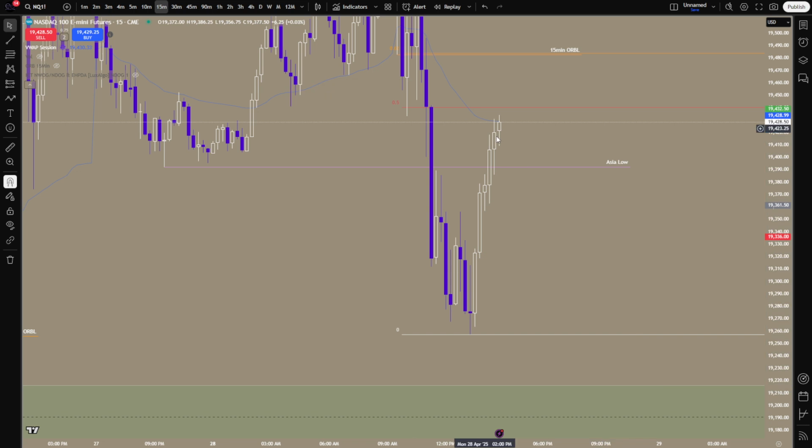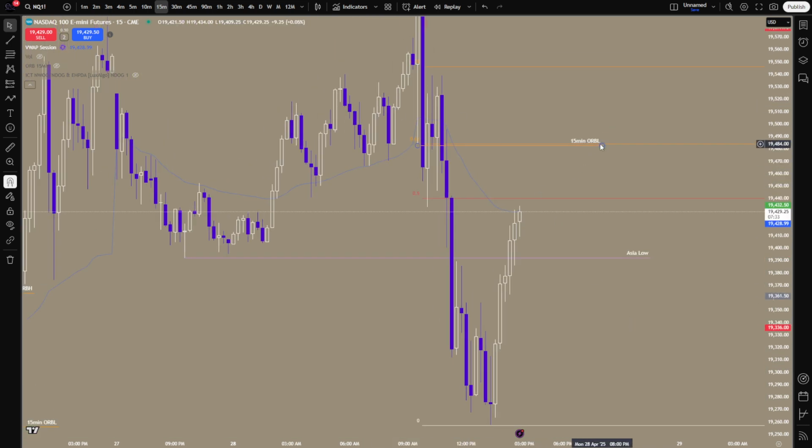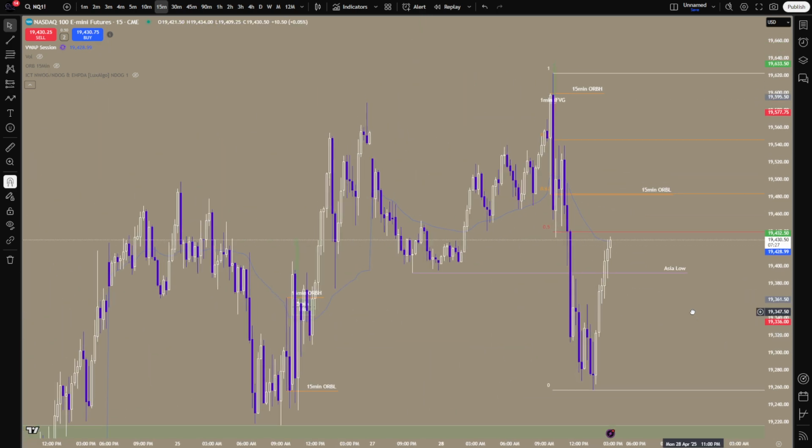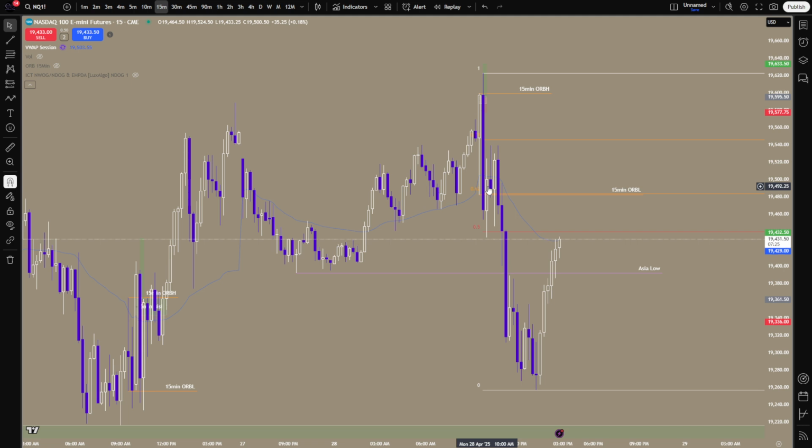But let's say price keeps running. Now you're looking at that 15-minute ORB low as a possible retest point, right? So yes, you can still use the ORB when it's not in the first 15, 30 minutes to hour of the day. You can still use it.